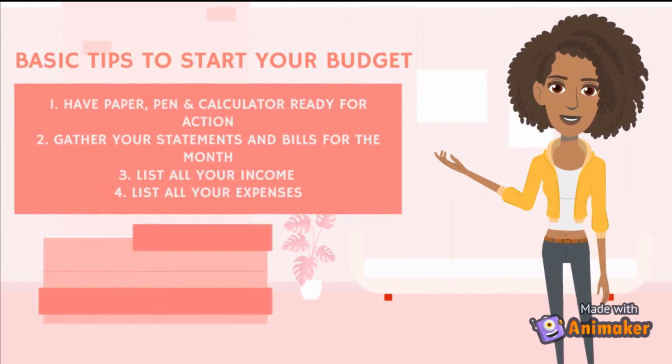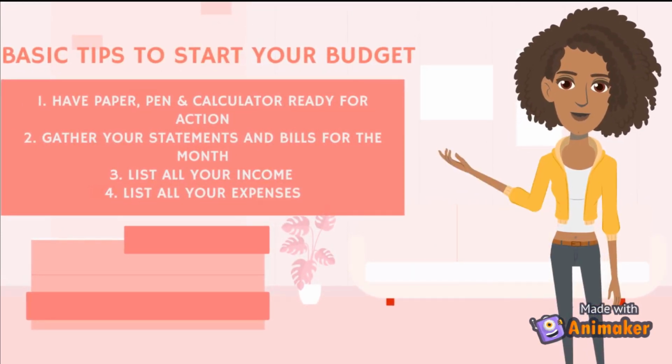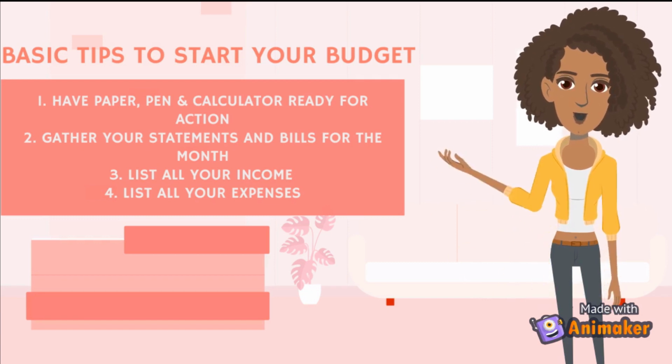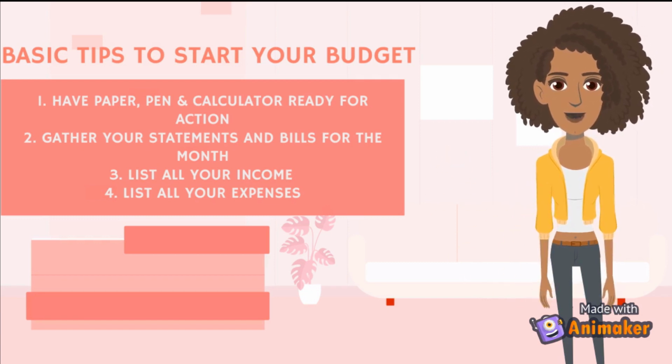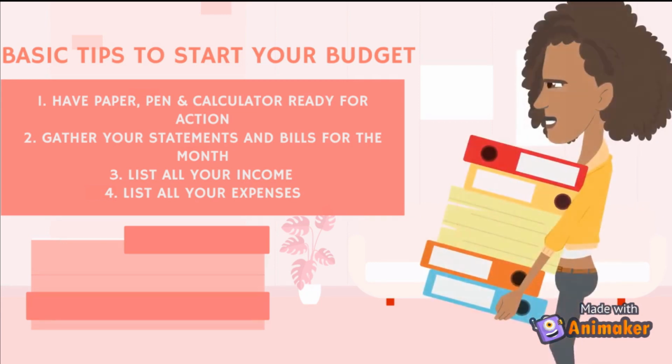You can track your spending on the free apps available from Google or Apple Store. Do it directly on your budget spreadsheet in Excel or Google Sheets, or if you like old school, on a piece of paper. So, first have paper, pen, and calculator ready. You don't need to buy a new one, as most smartphones have a basic calculator.